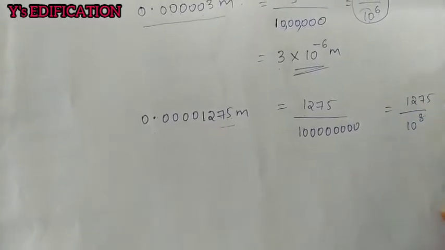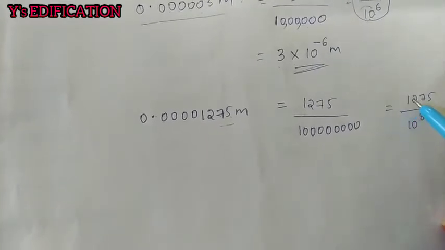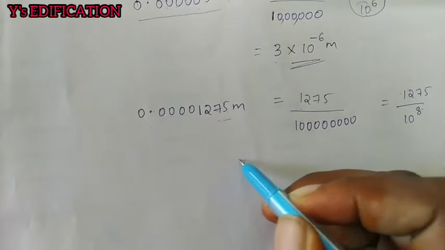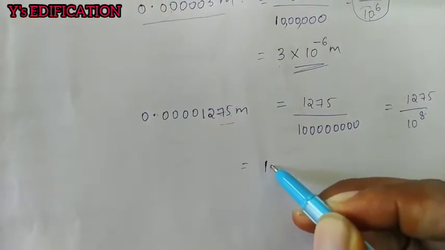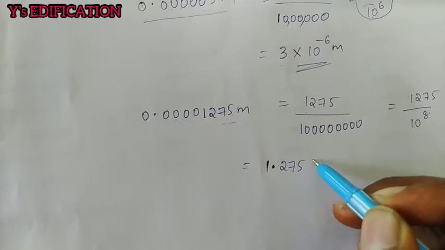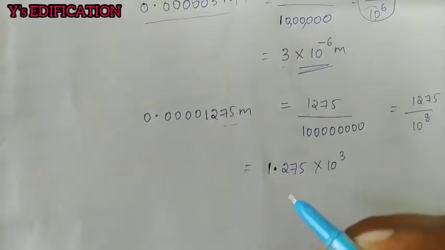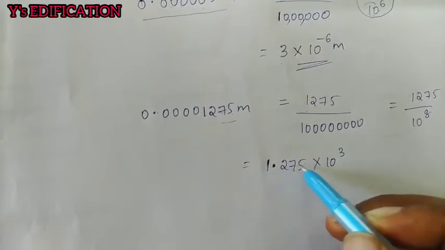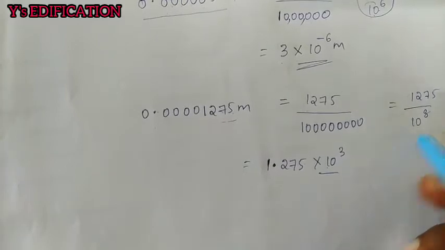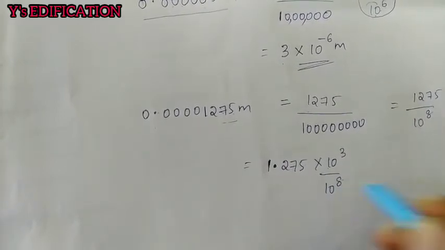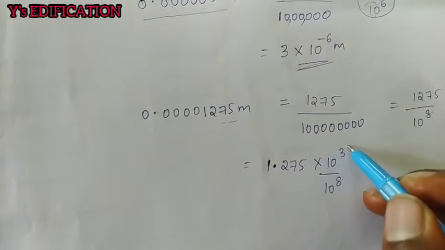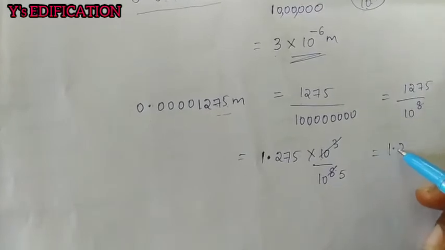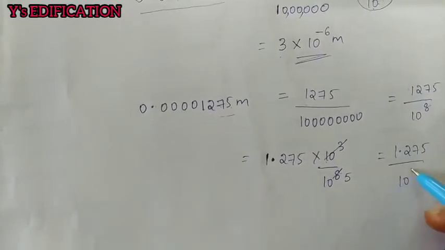Now I want to write it in a very small form. This number is 1275, but I want to write it in ones. So I will take a decimal in the numerator. That means I am going to shift the decimal 3 digits, that means 10 power 3. So 1.275 into 10 power 3 by, we already have the denominator 10 power 8. Here 3 tens are cancelled, and 5 are left. So it becomes 1.275 by 10 power 5.